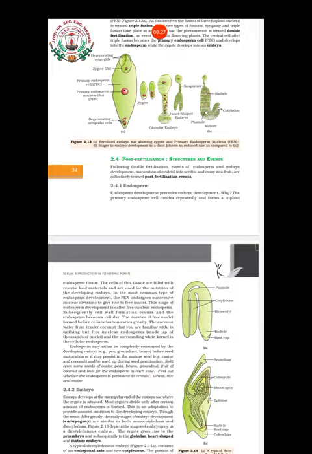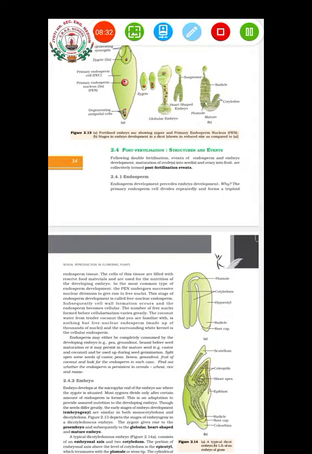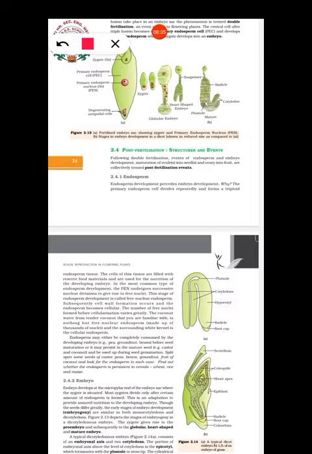So in this diagram, okay, you can see the synergids here, and then the egg cell that becomes the zygote. Okay, actually after fertilization what happens? Synergids start degenerating and zygote will develop into embryo. Okay, and you can see this is the primary endosperm nucleus that divides and forms the endosperm. Endosperm will be forming from the primary endosperm nucleus, and the antipodal cells also will get degenerated.